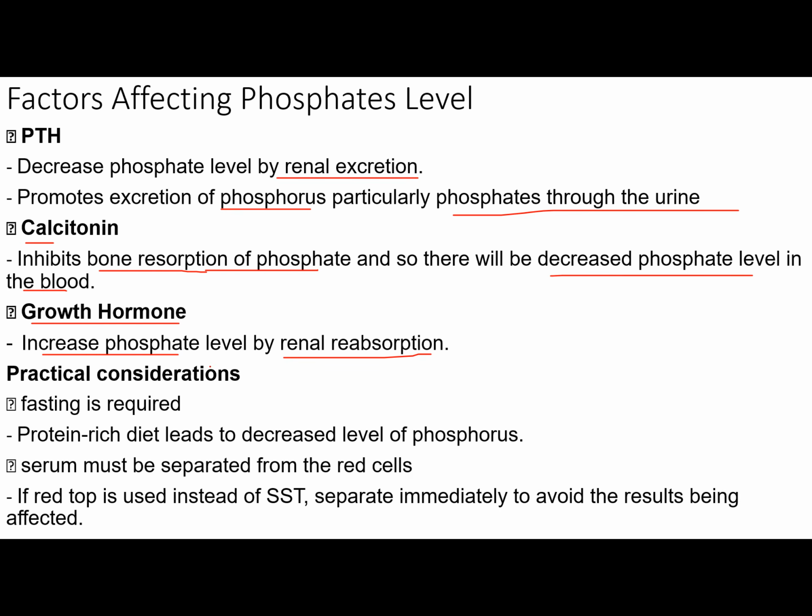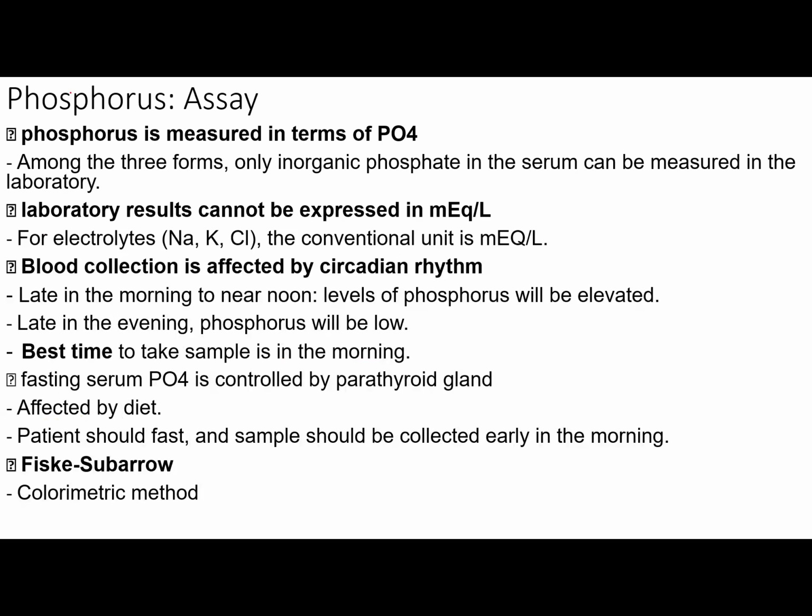Practical consideration class. So whenever you would test for phosphate, fasting is required class. Protein-rich diet class would lead to decreased level of phosphorus. Then serum must be separated from the RBC. If red top is used instead of SST, separate immediately to avoid the results being affected. Assay for phosphorus class. So phosphorus is measured in terms of PO4, in terms of phosphate. Among the three forms, only inorganic phosphate in the serum can be measured in the laboratory. Laboratory results cannot be expressed in mEq per liter.